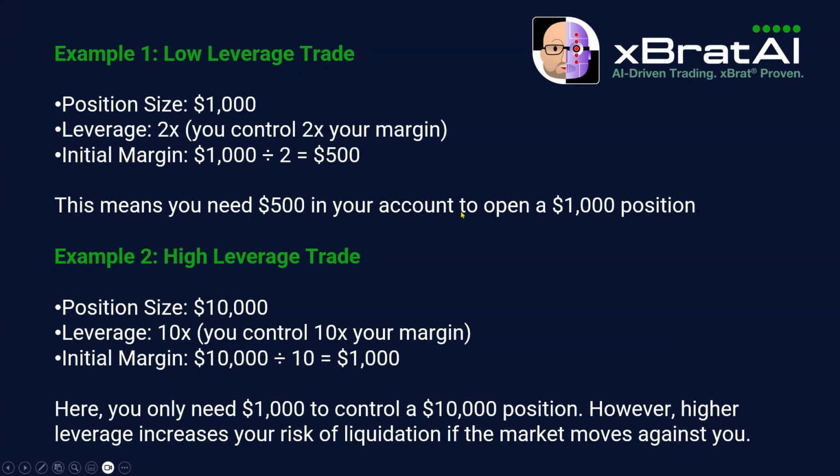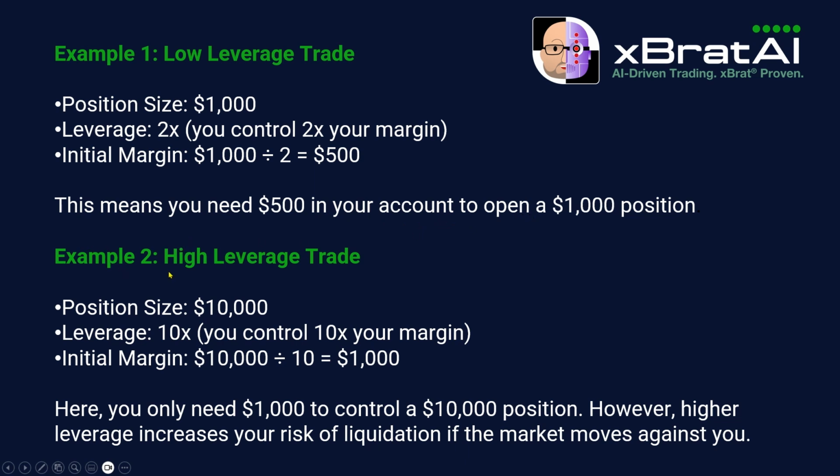So example one, this is a low level, low leverage trade. Position size of $1,000, leverage 2x. So that's 2 times your margin. So if your position size is $1,000, divide that by 2, $500 is what you need. So this means you need $500 in your account to open a $1,000 position.